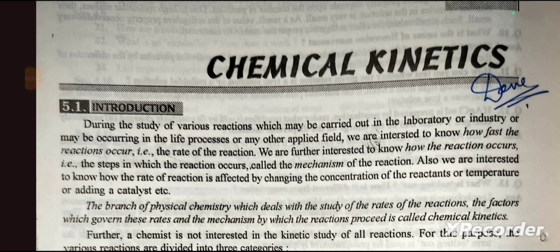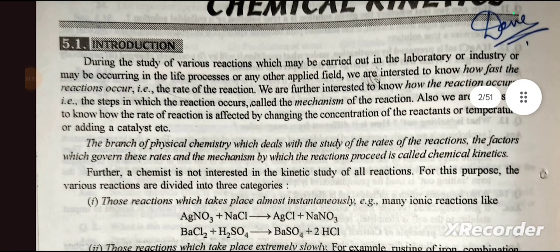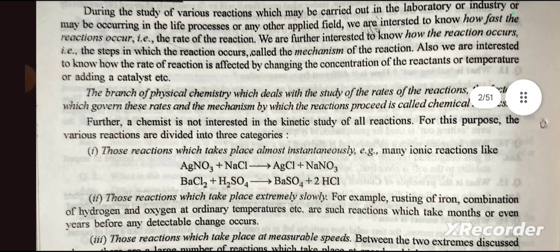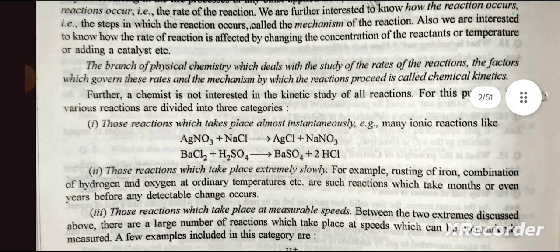Also, we are interested to know how the rate of reaction is affected by changing the concentration of the reactant or temperature, or adding a catalyst, etc. The branch of physical chemistry which deals with the study of the rate of reactions, the factors which govern this rate, and the mechanism by which the reaction proceeds is called chemical kinetics.